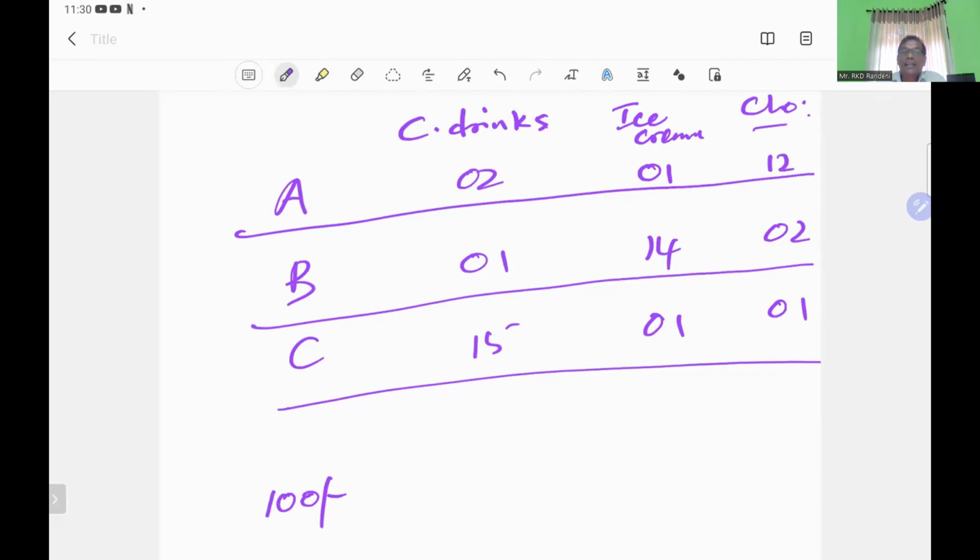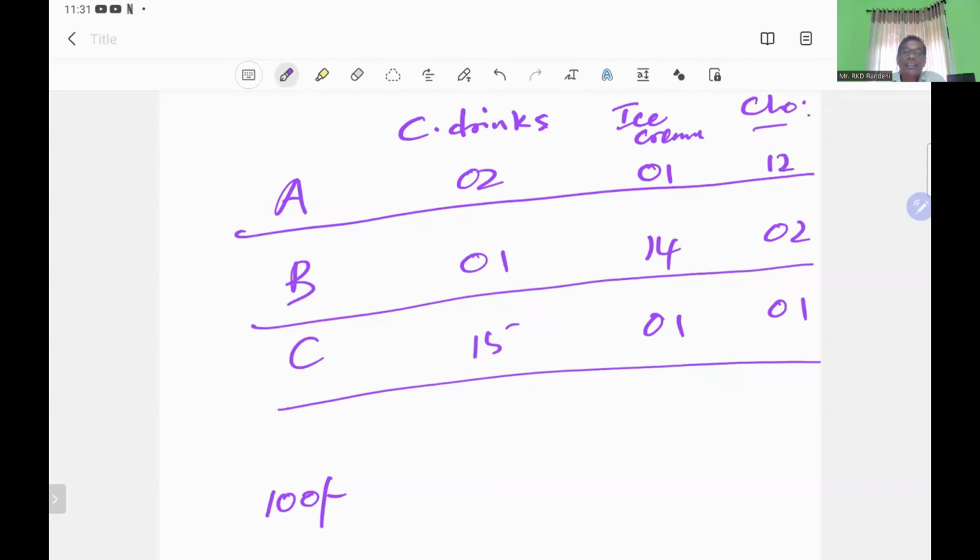Here cold drinks, here ice cream, chocolate. In the first bundle, bundle A, cold drinks 2 bottles, ice cream 1, chocolate 12 pieces or like that. Bundle B, cold drinks only 1, ice cream 14, chocolate 2 pieces. Likewise, C, cold drinks 15 bottles, ice cream only 1, chocolate only 1.